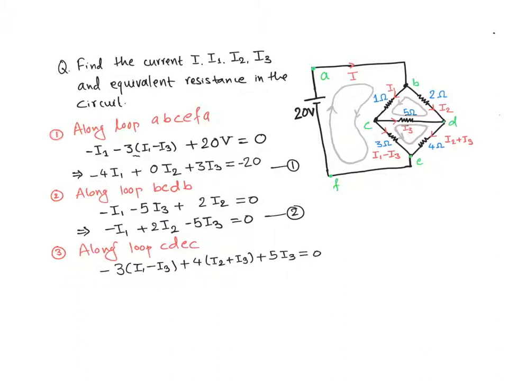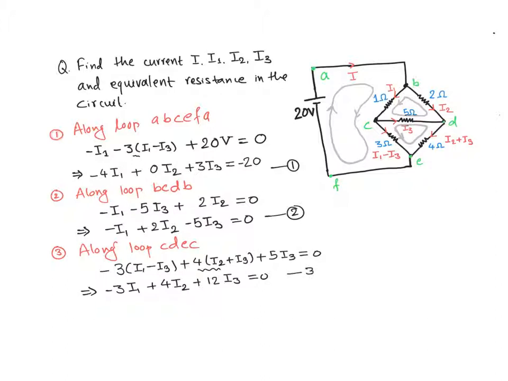Let's write this equation in standard form with the coefficients of I sub 1, I sub 2 and I sub 3. We have negative 3 I sub 1 here and no I sub 2 and I sub 3. Look at the I sub 2 here. We have I sub 2 only positive, nowhere else. So positive 4 I sub 2, positive 12 I sub 3, which equals 0.